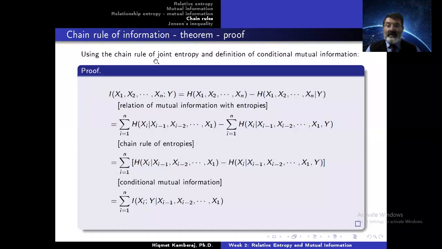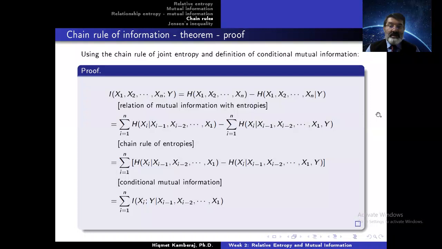To prove this one, we use the so-called chain rule of the joint entropy and the definition of conditional mutual information. First we start with the formula of the relation of the mutual information with entropies in the general case. So we have the mutual information between x1, x2, up to xn and y, which is equal to the difference between the joint entropy of x1, x2, up to xn minus the conditional entropy of x1, x2, up to xn on y.